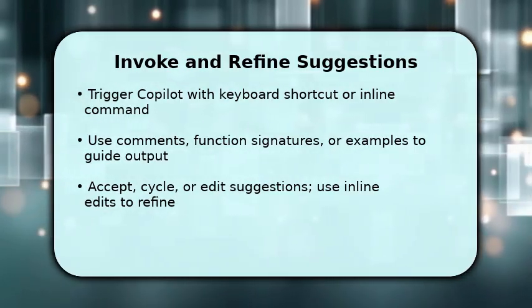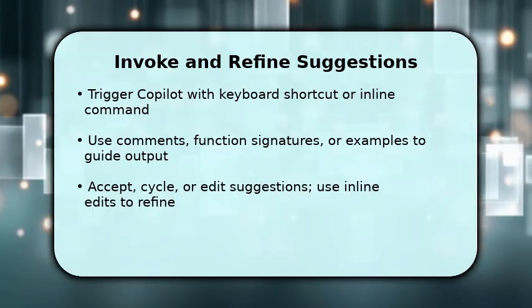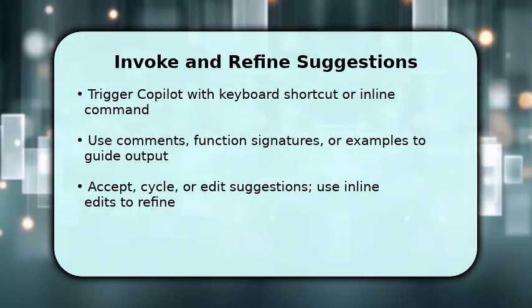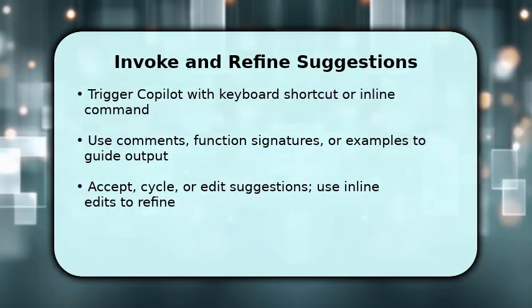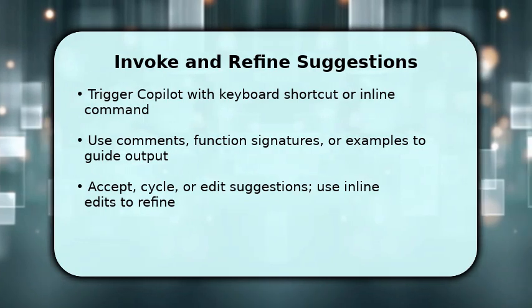Also combine short examples and explicit constraints like return types or performance needs to steer results. By iterating this way, you shape Copilot into producing code that fits your style and requirements.